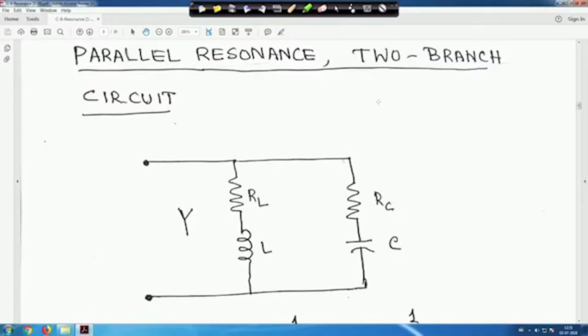Okay, we are back again. Now, next is parallel resonance, that is a two-branch circuit. We have taken a simple two-branch circuit, right. This is RL and L, that is one inductive branch, and this is one capacitive branch, right. So it is RL and XL (L omega), and it is RC and XC. We have to see the parallel resonance of this circuit.